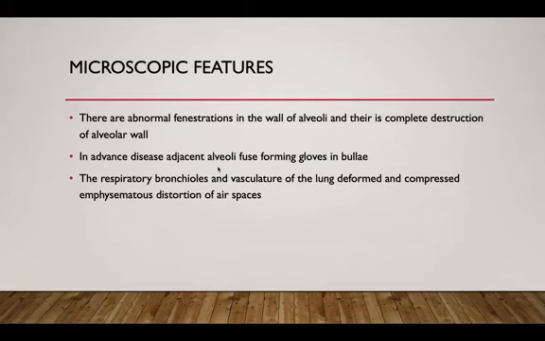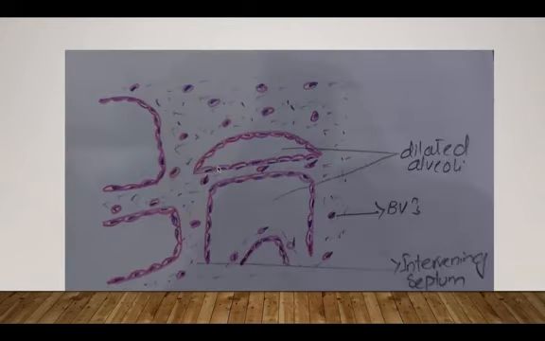Then we have the microscopic features. On microscopy, there are abnormal fenestrations in the walls of the alveoli, and there is complete destruction of the alveolar wall. In advanced disease, distal alveoli fuse, forming giant bullae. The respiratory bronchioles and vasculature of the lung are deformed and compressed, and emphysematous distortion of the air spaces occurs.